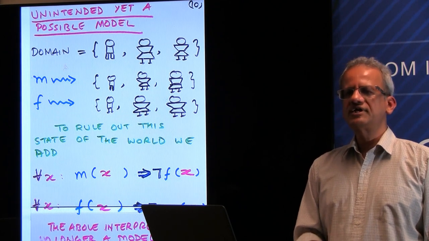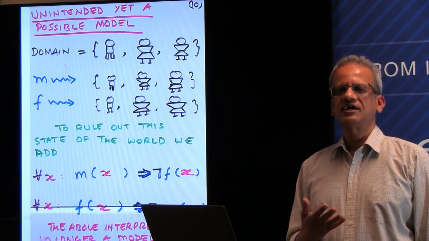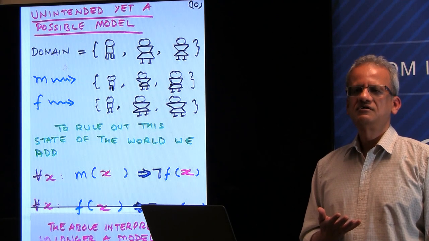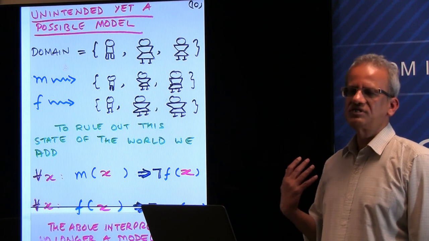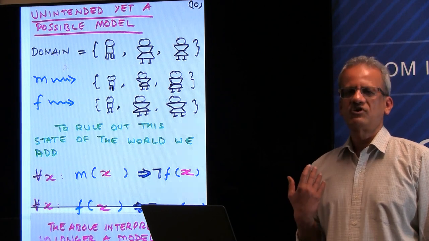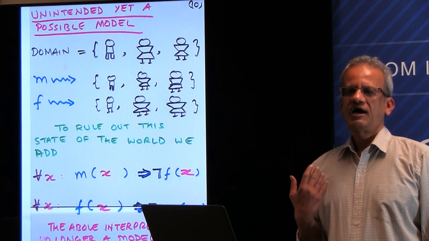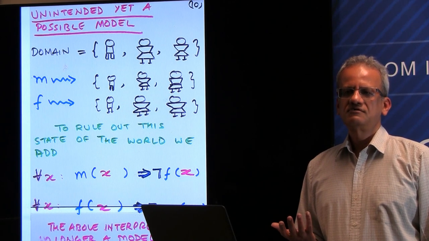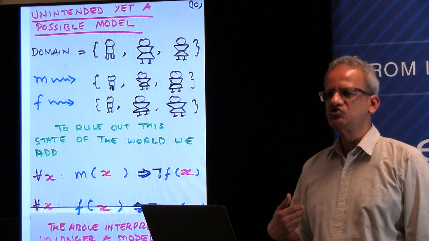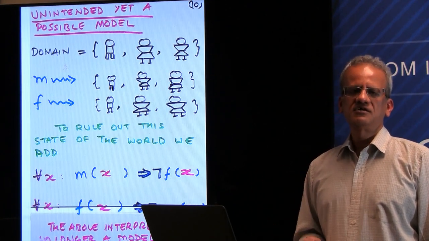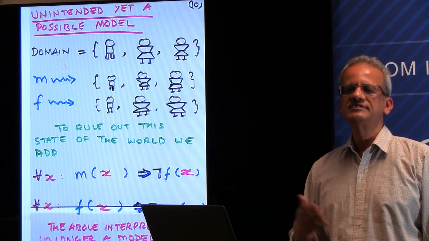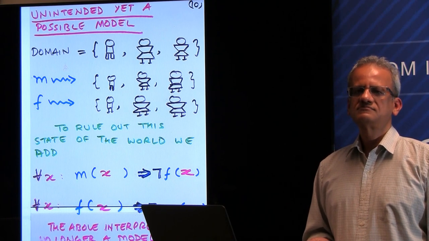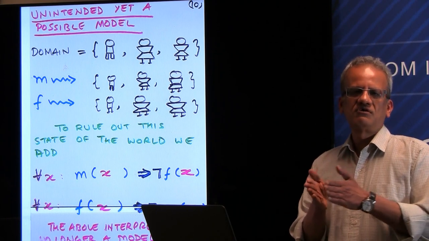So now that we looked at the world of earthworms, we suddenly realize that actually there is another model that's possible in the world of humans, where M is true of all the three elements in the domain and F is also true of all the three elements in the domain. And let's say that was not the state of the world that I had in mind, right? So then what I need to do is add additional constraints, because I want to throw this out, because this is conflicting with what I have in mind. So that is how you strengthen your inputs.